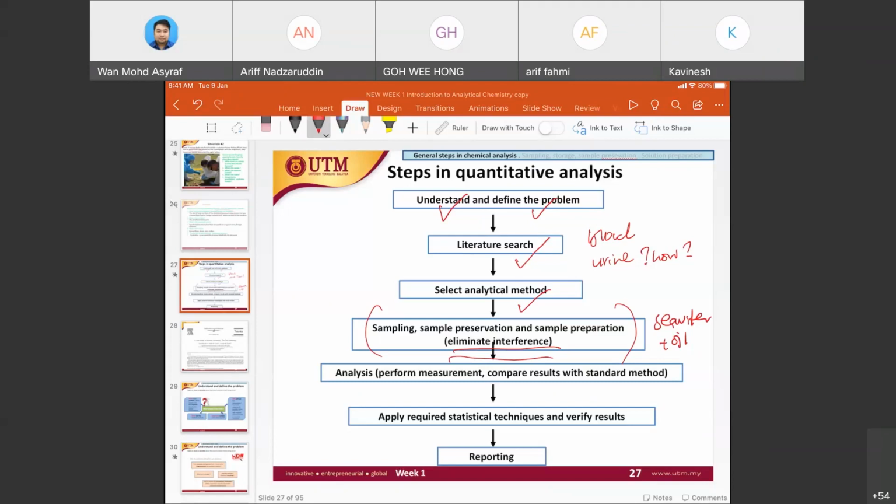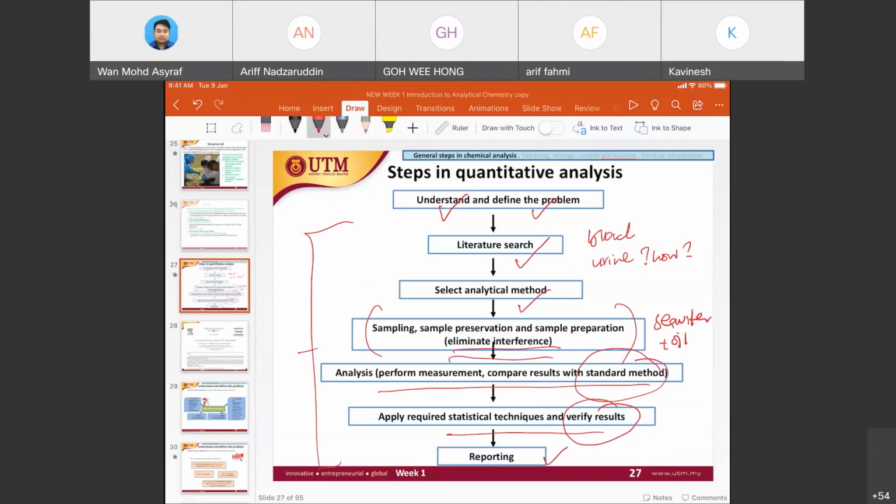Okay, do you understand my analogy there? Don't accidentally take fish, don't take turtles, something like that. Eliminate the visible interferences that you can figure out. Okay, and then we continue to the analysis, with the standard method using standard instruments. Then statistical techniques are required to verify the result, and lastly you report. Okay, these are the steps in quantitative analysis. Even in qualitative analysis, these are some of the steps.